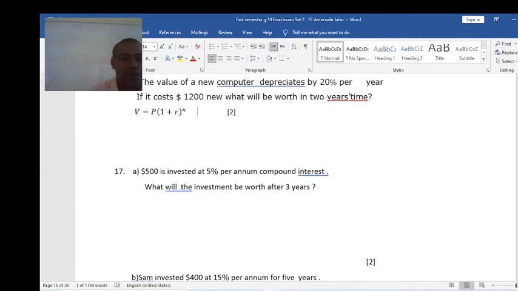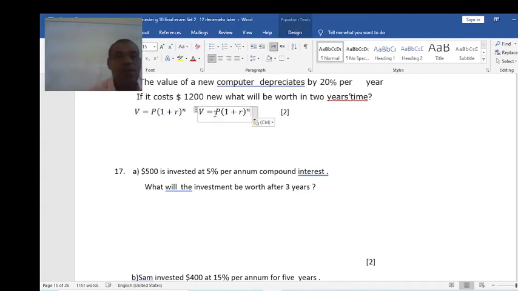Therefore, V equal P is $1,200. 1 plus 0.20, make 0.2 or 0.20, to the power how many years here? In 2 years. Just you will use calculator and just calculate this one. Sorry, in the minus, because depreciates means decreased, not increased. So I'll just use calculator and check.